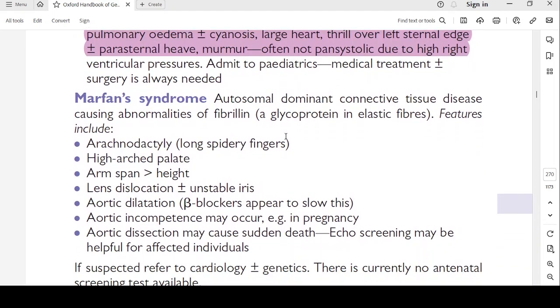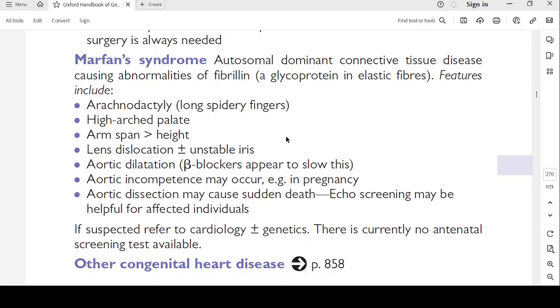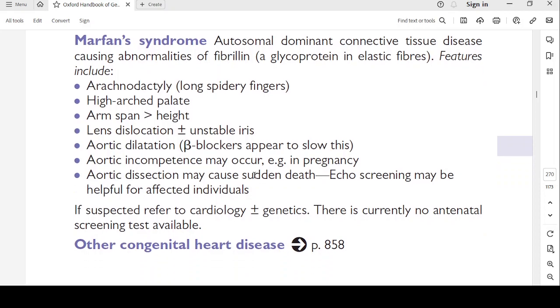Marfan syndrome: an autosomal dominant connective tissue disease causing abnormalities of fibrillin, a glycoprotein in elastic fibers. Features include arachnodactyly, long spidery fingers, high arched palate, arm span more than the height, lens dislocation, plus or minus unstable iris, and aortic dilatation. Beta blockers appear to slow the aortic dilatation. Aortic incompetence may occur in pregnancy.